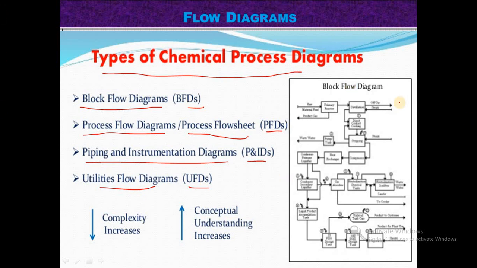So this is a sample of a flow diagram. The block flow diagram. These flow diagrams are arranged to understand which steps are involved to carry out the chemical reactions to convert the raw materials into the desired product. So this is the simple technique, or flow diagram technique, applied at industrial level.